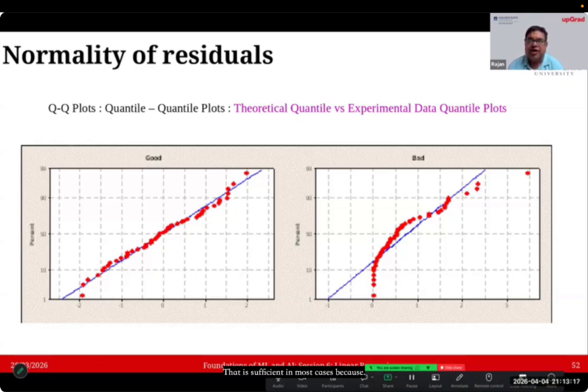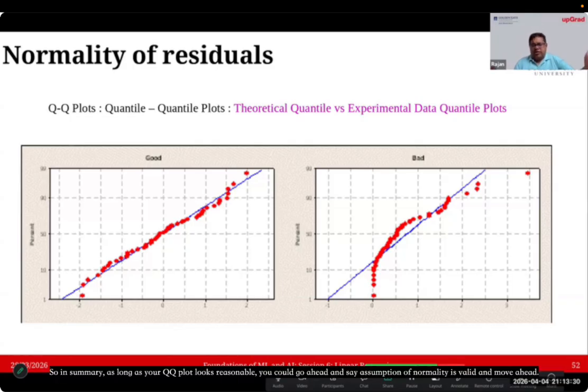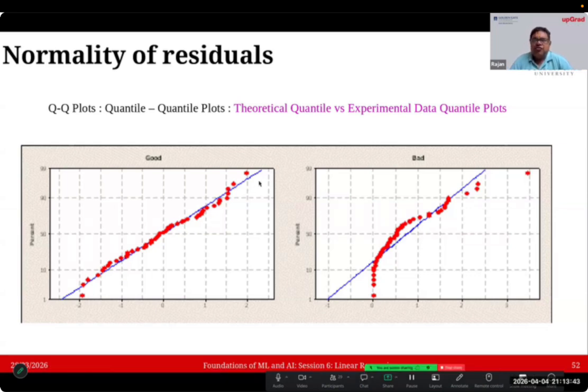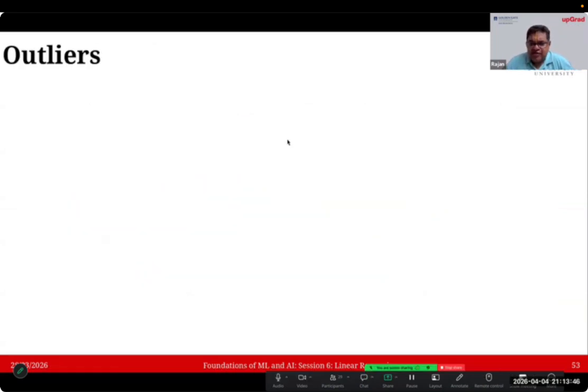That is sufficient in most cases because the statistical tests for normality all make a few other assumptions, they are very strict, and they are actually quite powerless. So in summary, as long as your QQ plot looks reasonable, you could go ahead and say the assumption of normality is valid and move ahead. When that is the case, there is only one more thing to worry about. What is that one more thing?